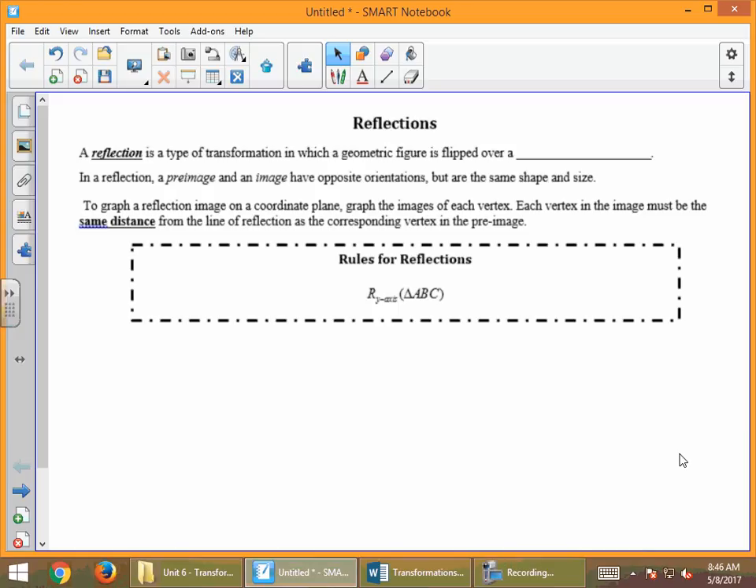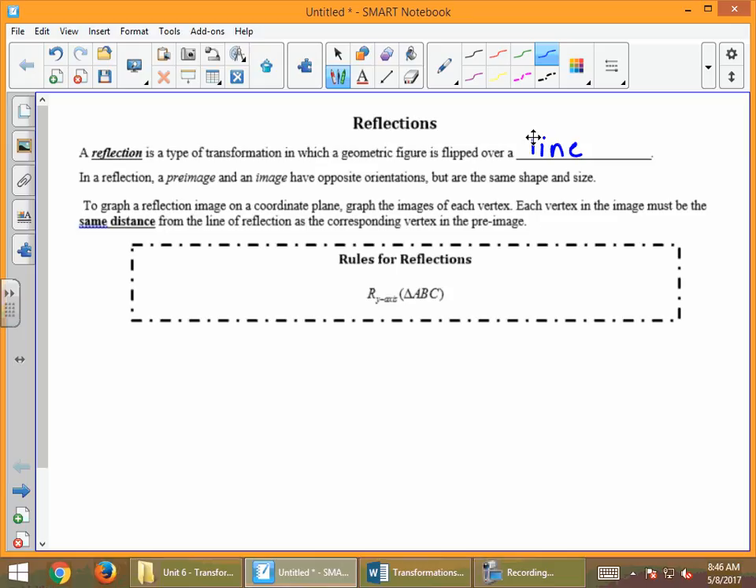In this section, we're going to talk about reflections, which is another type of transformation, and it's where a geometric figure is flipped over a line, some form of line. And the fancy term for that line is a line of reflection. Just think you're flipping a figure over a line.